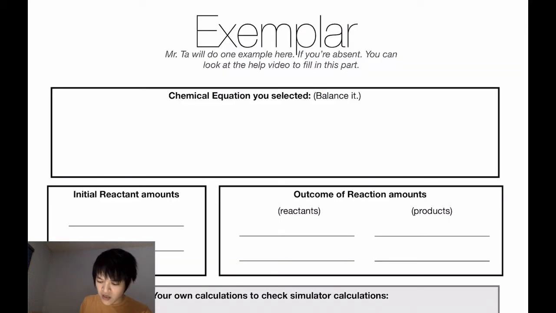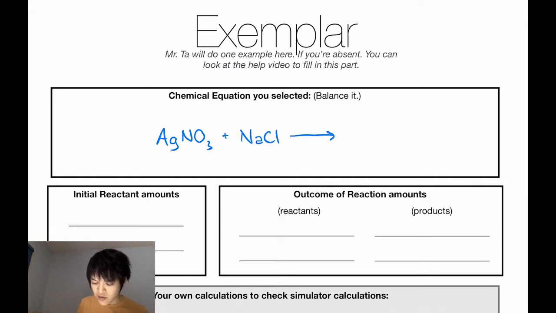The first thing that I want to do is write down this chemical equation on my sheet. So I'm going to go ahead and write it. We have silver nitrate. It is reacting with sodium chloride. It's going to produce silver chloride and also sodium nitrate. And then notice that on the title it's actually unbalanced.